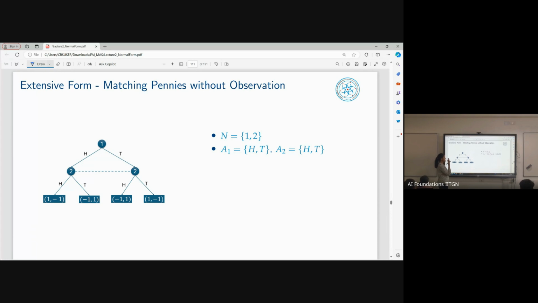And what would be the information set for agent 2? What would be the cardinality of the information set for agent 2? 2? Because this is without observation, agent 2 doesn't really know if agent 1 has taken the action H or T. So the nodes at which it has to take an action is just one, for all practicality. It's just combined, because it is not able to distinguish between these two.